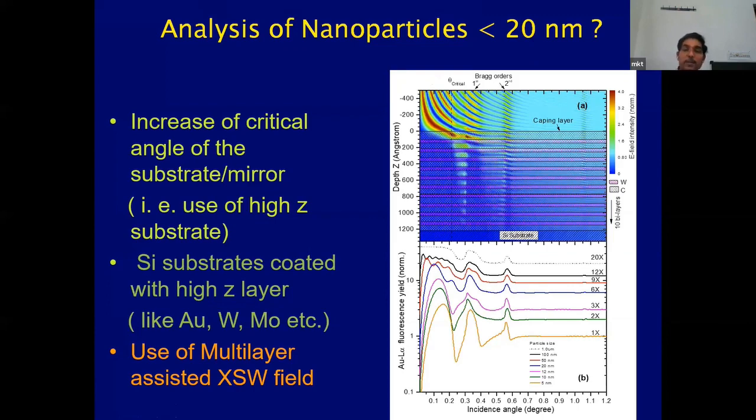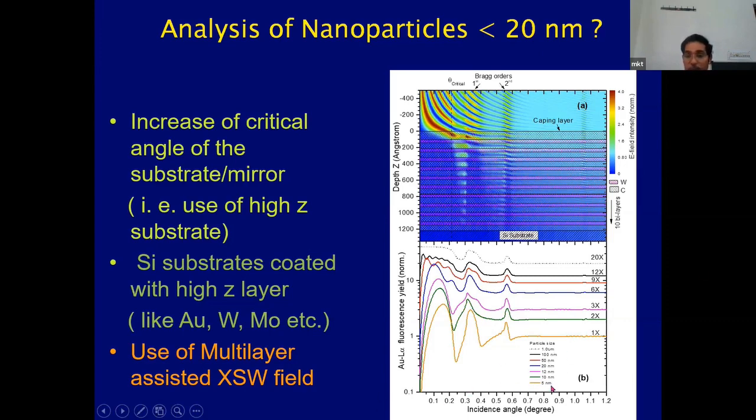Initially we tried to see if you can use some multilayer structure. In the TXRF field, the thickness of the standing field is slightly large, so you can use that field for analysis of nanoparticles greater than 10, 20 nanometer. But if you see the standing field in the Bragg region, it is quite a bit less compared to the TXRF standing field, so it allows you to analyze smaller size particles. So we have done this.